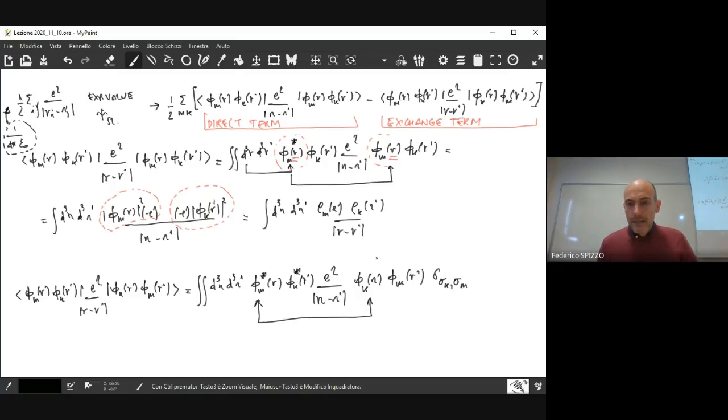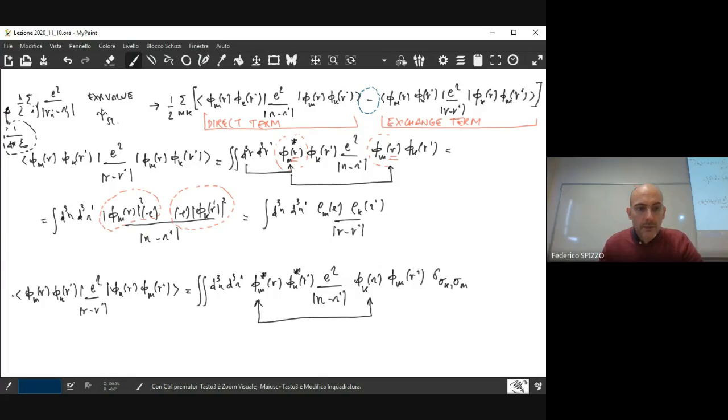So the fact that at the same coordinate correspond on one side of the scalar product one level and on the other side of the scalar product another level introduces this requirement on the spin coordinates, because it's not said that if level K is, for instance, spin up, then level M should also be spin up. So we have to require that, to be sure that the value of this scalar product is different from 0.